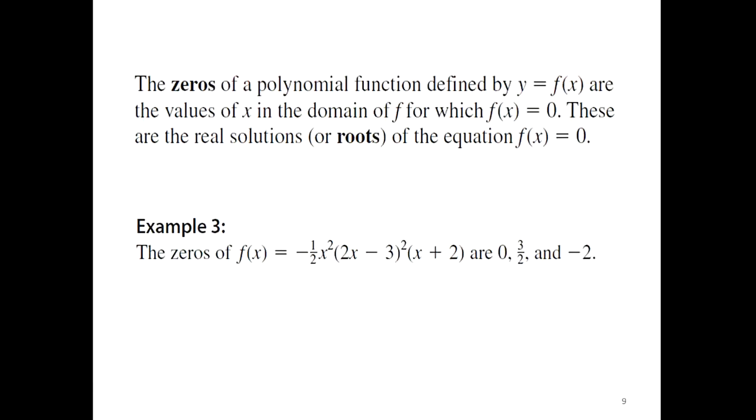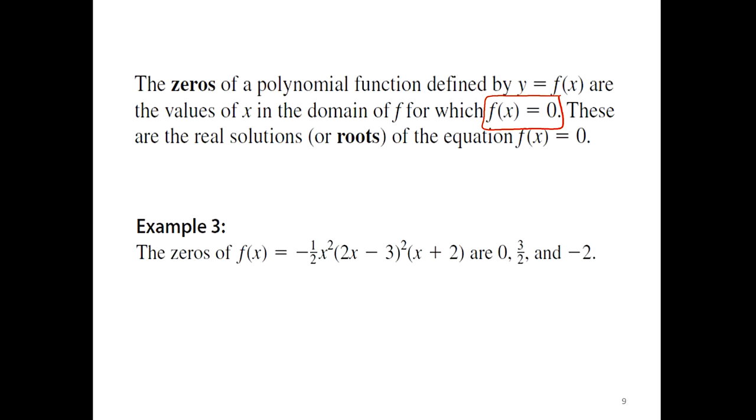The zeros of a polynomial function. The zeros of a polynomial function, defined by, for example, y or f of x, means finding the values of x that make f of x equal 0. These are the zeros of the function f of x. This is the real solution. Also, we can call these the solutions of f of x, or roots of f of x.